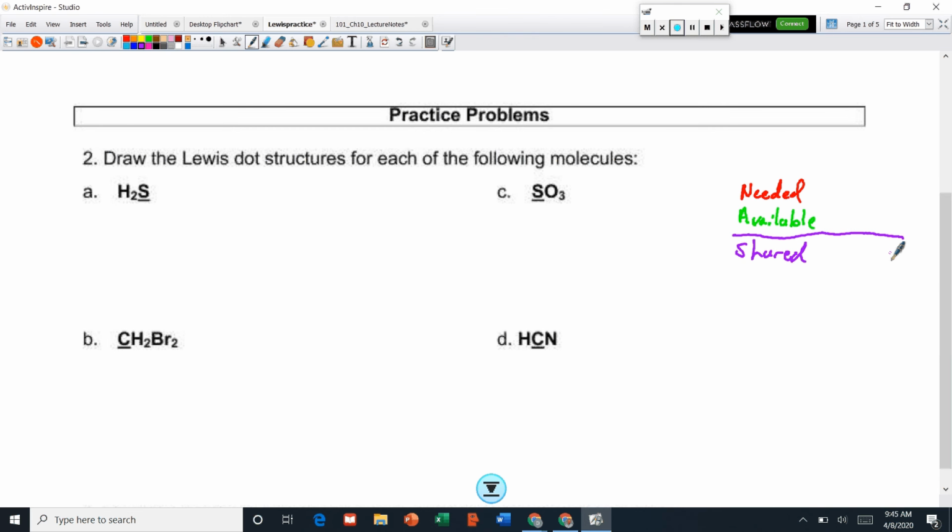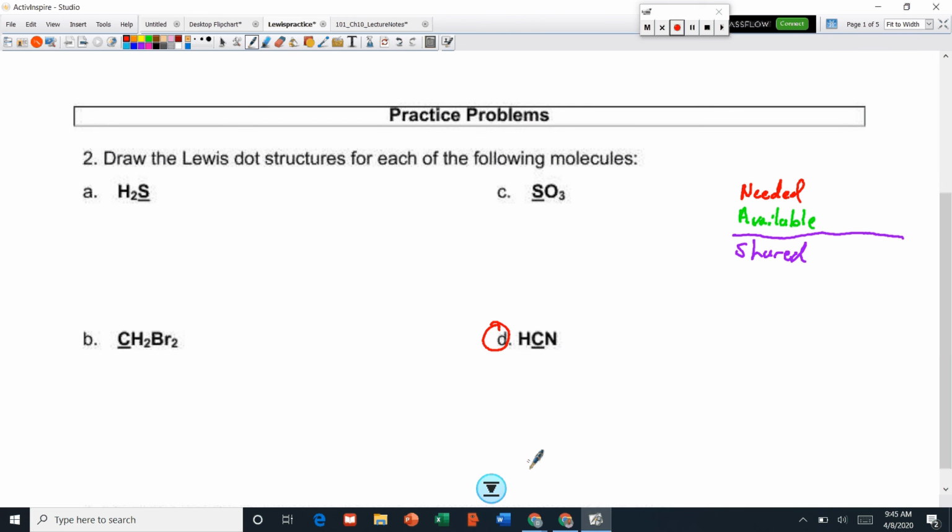What I like about this one is it helps whenever we have double and triple bonds that are going to be in it. And this is going to help us see some things happening. All right, it doesn't always work. It's not 100% perfect, but it is good. All right, so let's do D together. All right, so we have hydrogen cyanide, HCN.